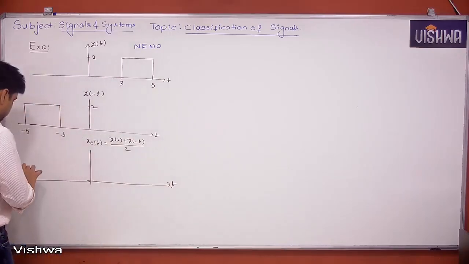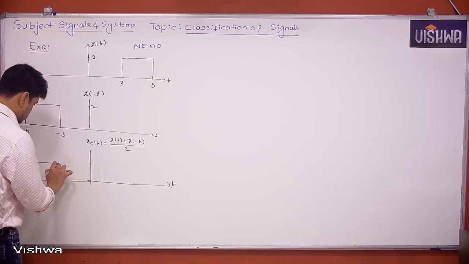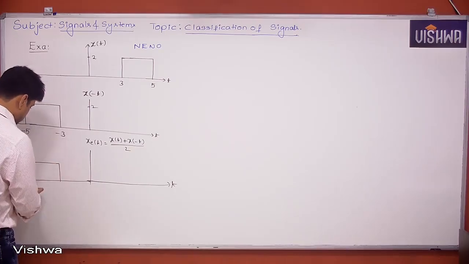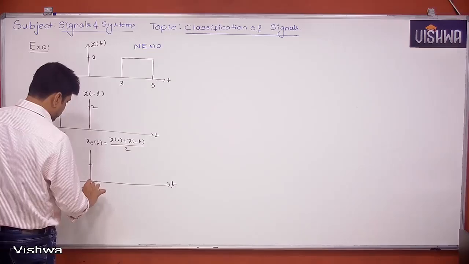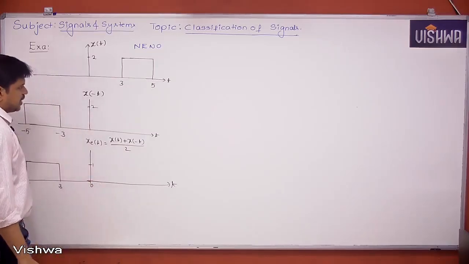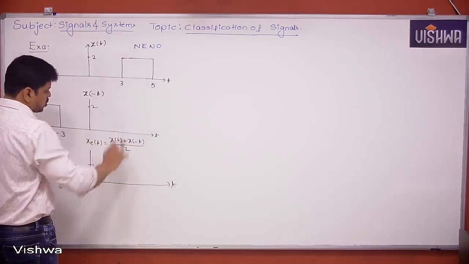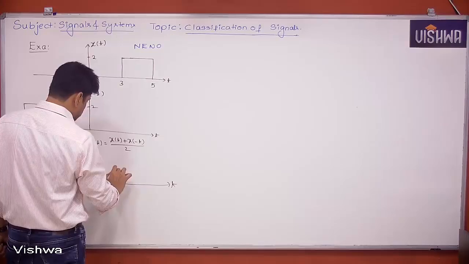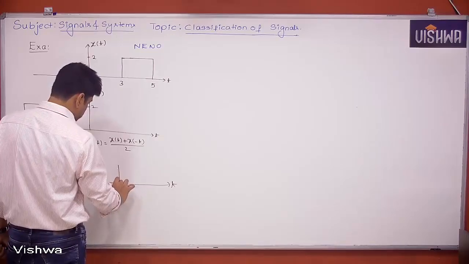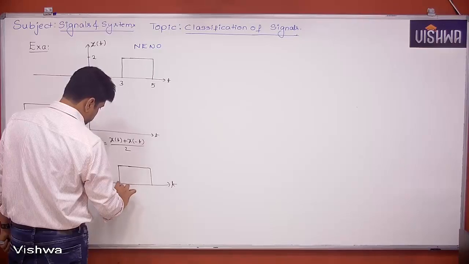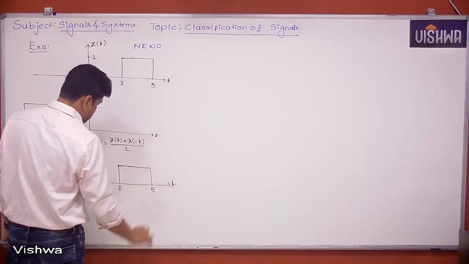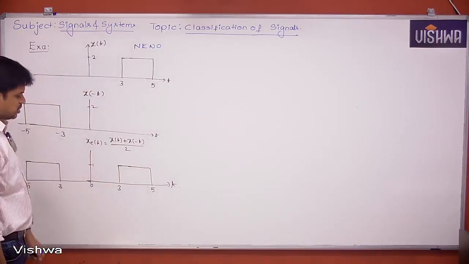So the even part is whose value is 1. Next, 2 plus 0, again 2 by 2, that is again 1. This is the even part.